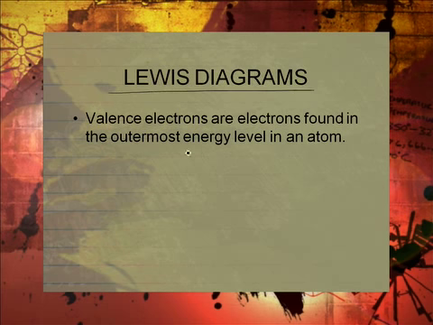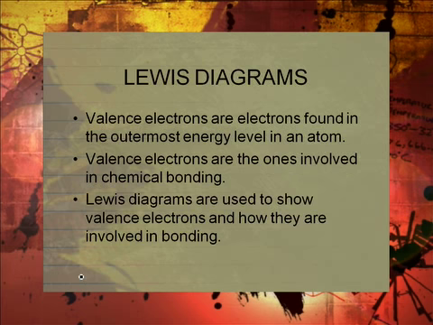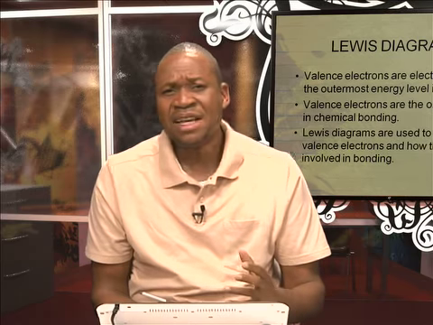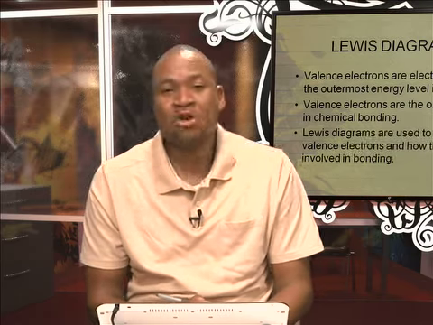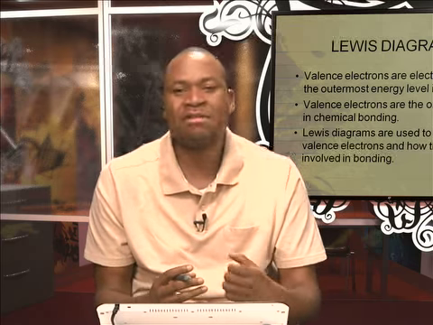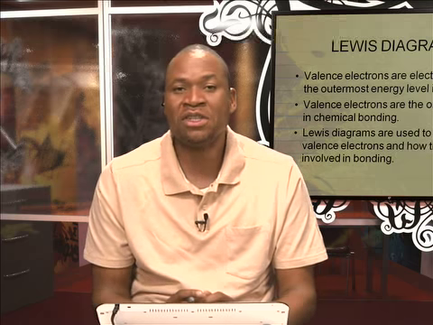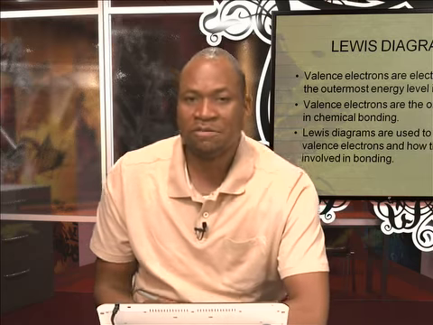Okay. Now, there's Lewis diagrams that we use to show valence electrons. And what are valence electrons? Valence electrons are electrons found in the outermost energy level in an atom. And these valence electrons obviously are the ones that are involved in chemical bonding. So valence electrons are of interest to scientists because those are the electrons that make things happen. Those are the electrons that are involved in chemical bonding. So we can't study chemical change or atomic combinations without looking at what happens to the valence electrons.